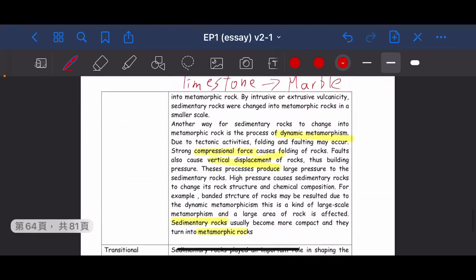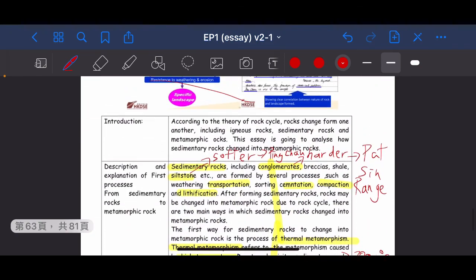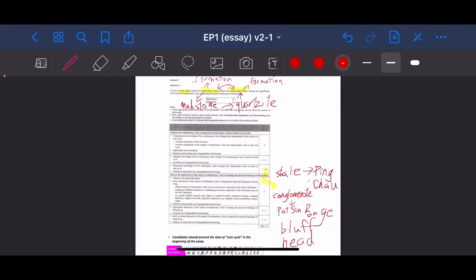Okay, so you can really have citation of the case that I've just introduced to you when you are taking the DSE.